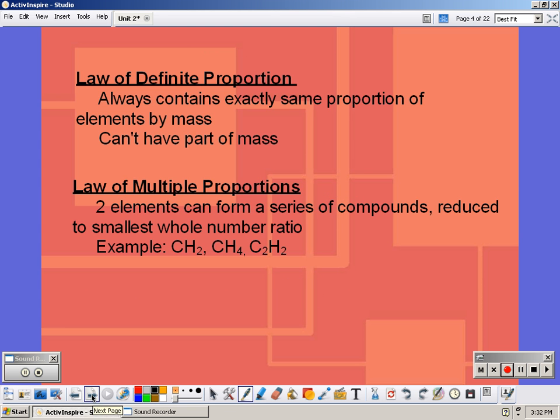The law of definite proportions says that you can't have part of an atom, it's all of the atom or nothing, so the ratios in our compounds are always whole numbers.